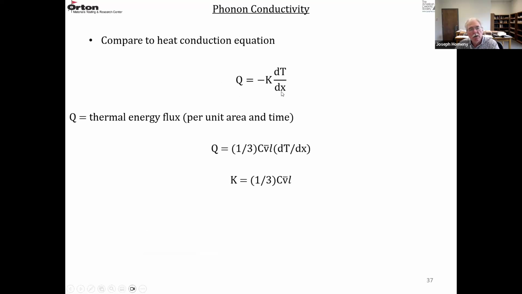So this is the equation for heat conduction that we started out with, Q equals minus K dT/dx. And this is the equation we just derived. And Q is an energy flux, and that's per unit area and time. So Q is the same here, dT/dx is the same here. So K equals this term here. So K, the conductivity, equals 1/3 the heat capacity times the velocity times the mean free path.